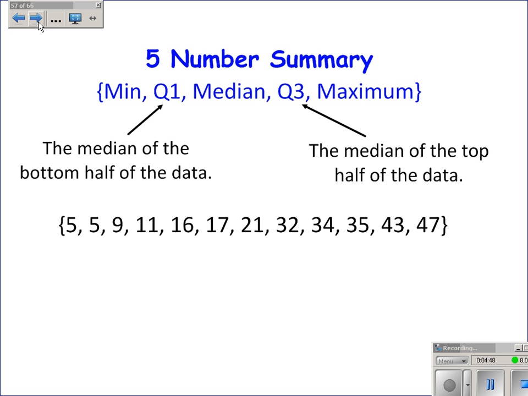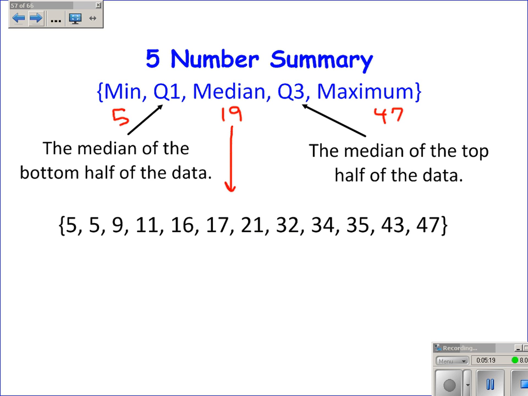Now here it is in numerical order. The 5-number summary consists of the min, Q1, the median, Q3, and the maximum. Now, the Q stands for quartile because you're cutting up the data into quarters, using the median and Q1 and Q3 and the min, the max. Okay, the minimum is 5, and the maximum is 47. Now, the median we found in our last slide to be 19.